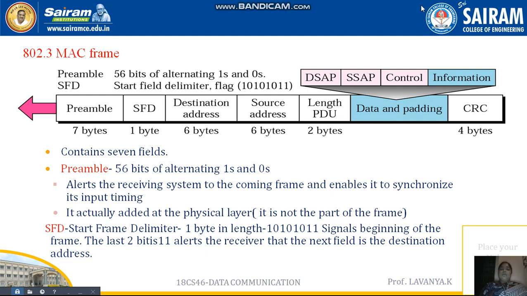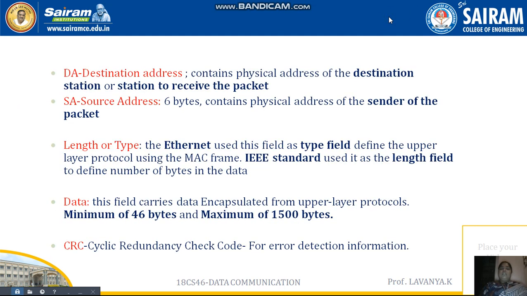The next one is the DA, the destination address. The destination address contains the physical address of the destination station, and that particular data is going to be received at our receiver with the help of the packet. Our source address contains 6 bytes of information. It means the length of the information is 6 bytes, and it also contains the physical address of the sender of the packet.